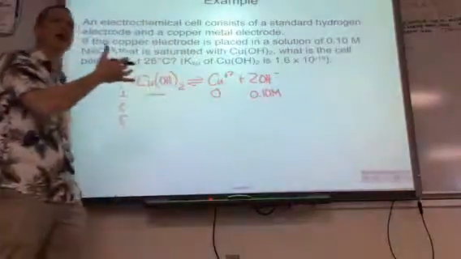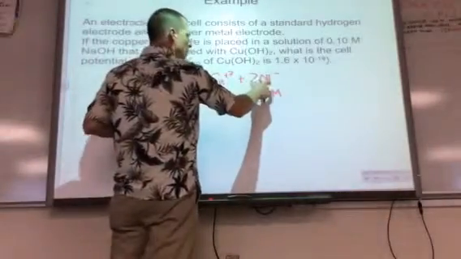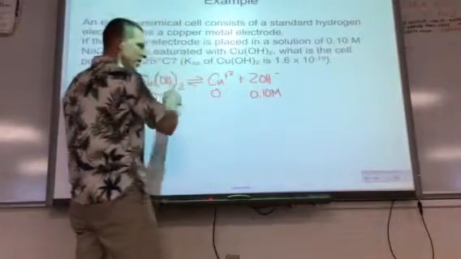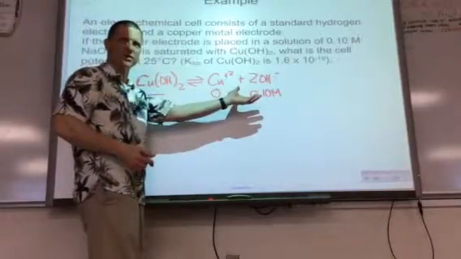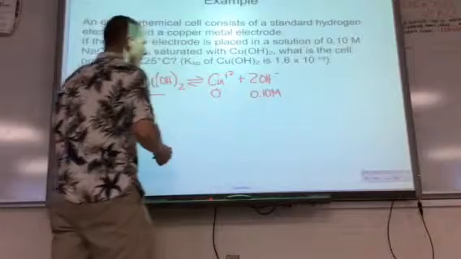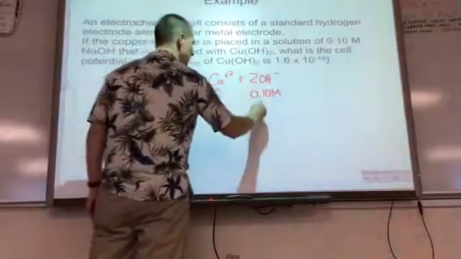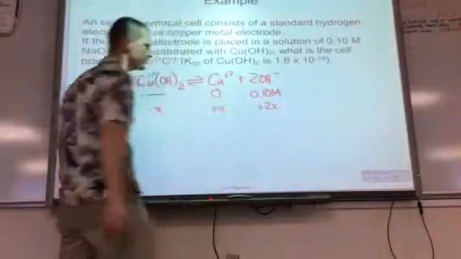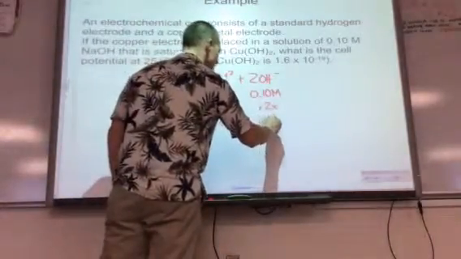That's what we call the common ion effect. When you already have one of your products there and this thing is trying to dissolve, it's not going to be able to dissolve as much because you have an initial concentration of something. So this is going to dissolve: it goes down by x, up by x, and up by 2x. There's the 2 there. And then at equilibrium, that's x and that's 0.1 plus 2x.